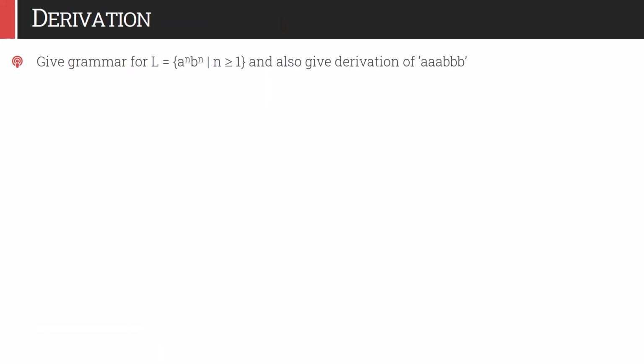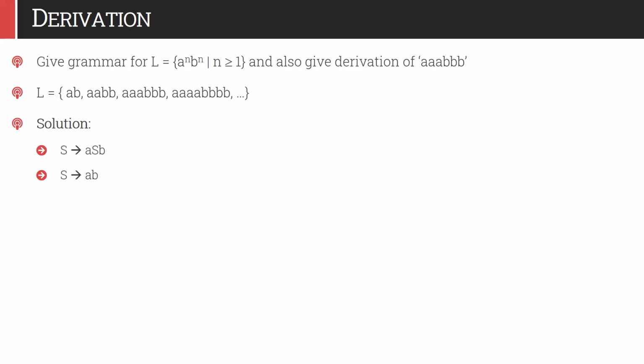Give the grammar for the language L is equal to A power N, B power N, where N is greater than or equal to 1, and also derive the string triple A, triple B. If you note down all the strings in L, then if you look carefully, N is greater than or equal to 1. It means N should be at least 1. So when we put N is equal to 1, the minimum length string which we can generate would be AB. With N is equal to 2, that would be A power 2, B power 2. So that would be A, A, B, B. Then for N is equal to 3, that would be triple A, triple B, 4A, 4B, 5A, 5B, etc. Right? So it is a number of A's followed by the same number of B's. That kind of language we have.